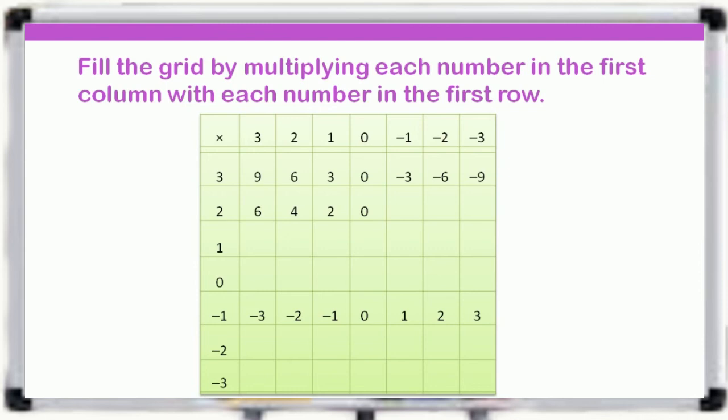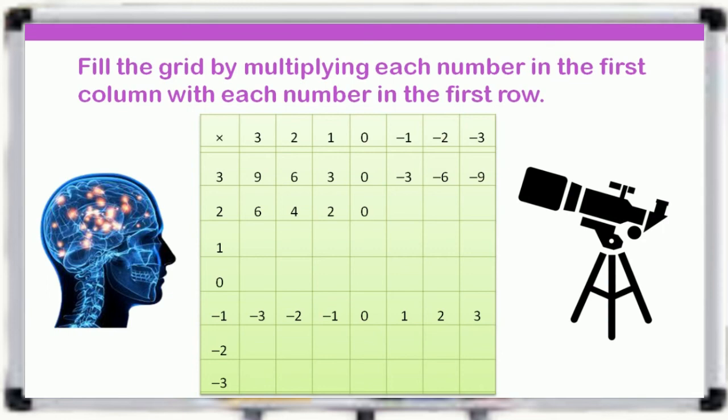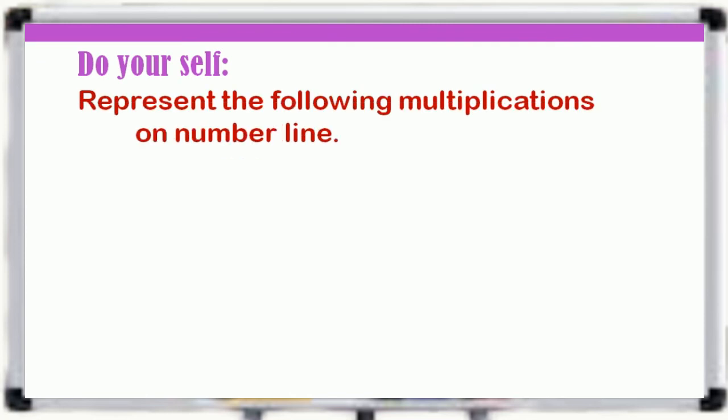Already these are filled in the table. Now fill the blanks in the table. After filling this table, we move on to do yourself segment. So now do yourself, represent the following multiplications on number line. Question number 1, 3 into 4 equal to. Question number 2, 4 into minus 3. Question number 3, minus 3 into minus 2.